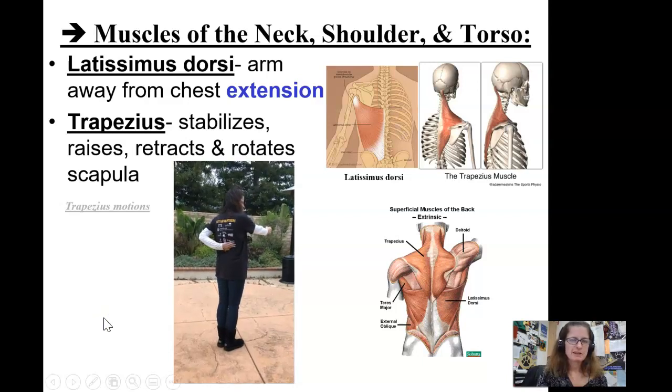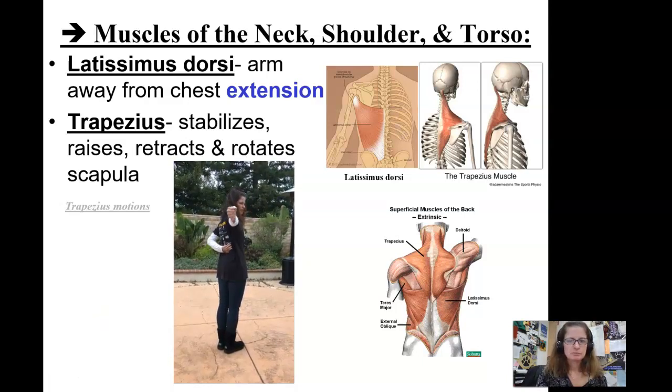All right, so apparently I am going to do this motion. That's latissimus dorsi, which is extension. And then this was the trapezius motion. So if you are playing the PowerPoint in its original form later, this is the latissimus dorsi action. This is how you would see the trapezius.